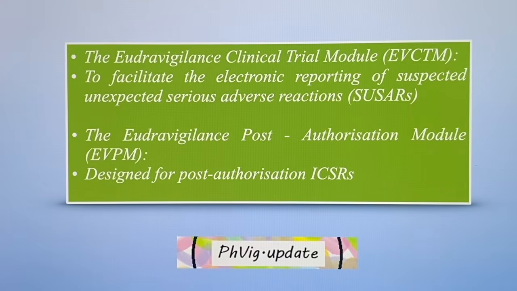The EudraVigilance Clinical Trial Module is used for reporting suspected unexpected serious adverse reactions in clinical trials. The EudraVigilance Post-Authorization Module is used for managing post-marketing ICSRs. EMA ensures harmonized regulation, supports safety monitoring, and promotes innovation across the EU. In conclusion, EMA plays a central role in pharmacovigilance supported by EudraVigilance.